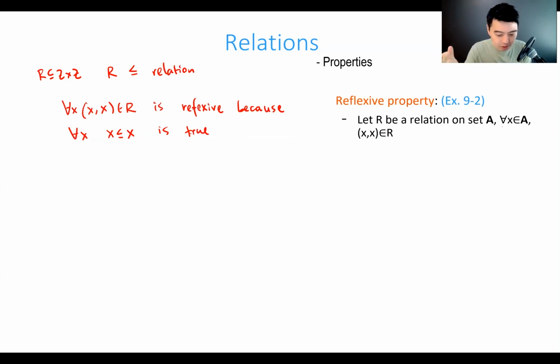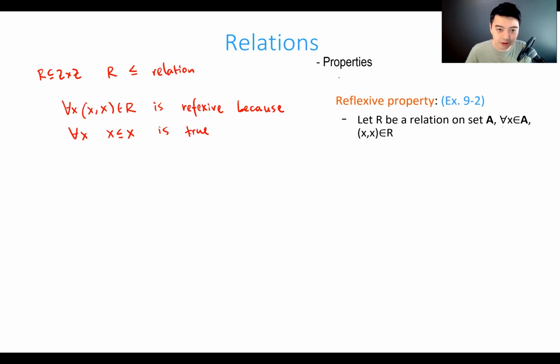So if x is not less than or equal to x, then it must be true that x is bigger than x. And there's your contradiction. Right? So that's it. That's your proof there. And so it is true. And so we say this relation in particular does have a reflexive property.